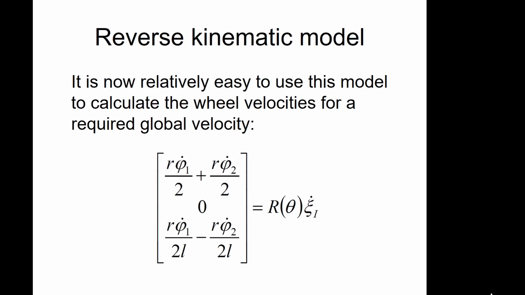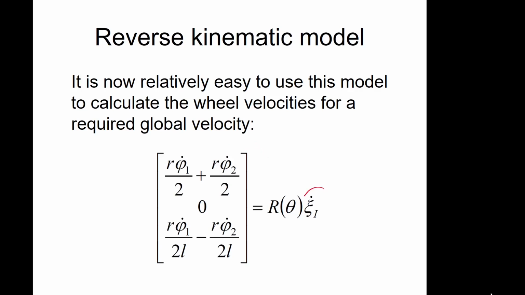So that is what's called the forward kinematic model: given the wheel speeds, what is our velocity? The inverse or reverse kinematic model is if we want a velocity. Say we define a velocity, we want the robot to go 3 meters per second forward. What wheel speeds do we need to drive that at? So it's a fairly simple case of just using the formula again.